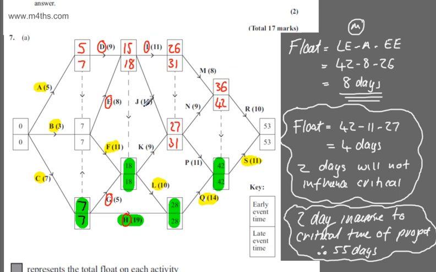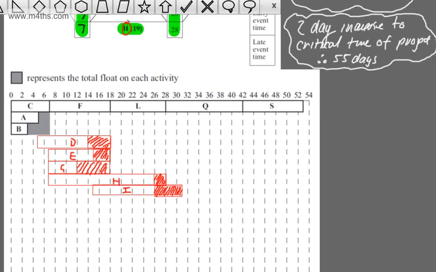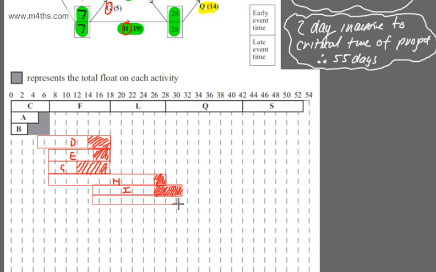J, 15, 27, 31. So 15, 27 and 31, let's do that. So here's 15, we were there before. 27 and 31, so let's put 31, which is going to be just there.